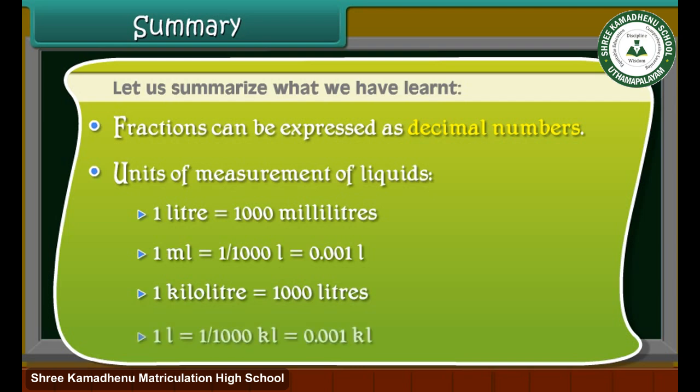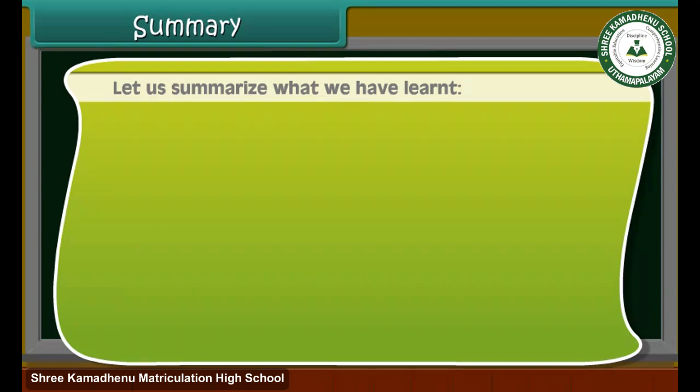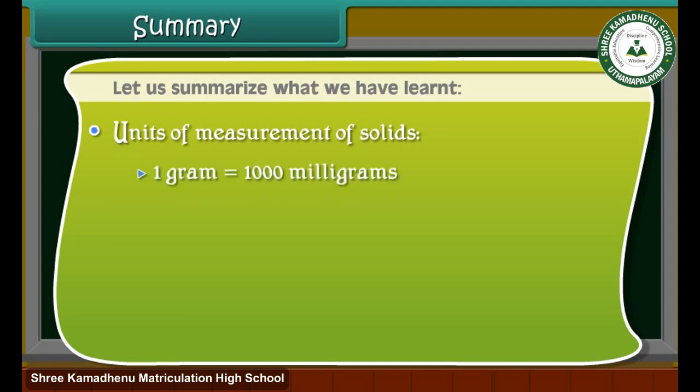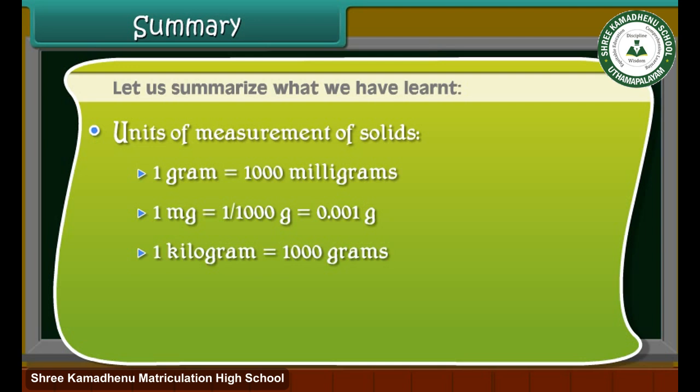1 liter is equal to 1 by 1000 kiloliters. That is equal to 0.001 kiloliter. Unit of measurement of solids. 1 gram is equal to 1000 milligrams. 1 milligram is equal to 1 by 1000 grams. That is equal to 0.001 gram. 1 kilogram is equal to 1000 grams. 1 gram is equal to 1 by 1000 kg. That is equal to 0.001 kg.